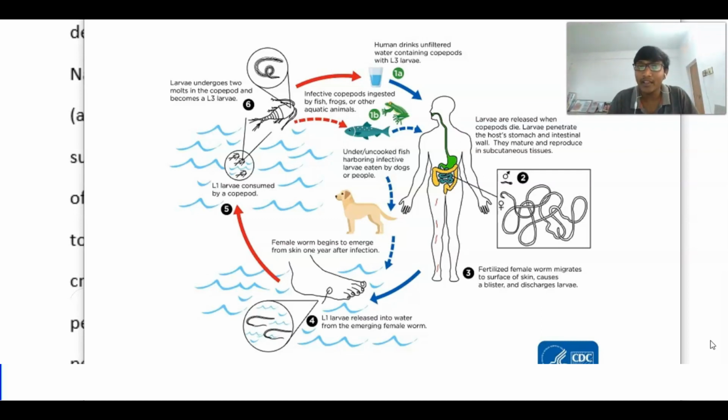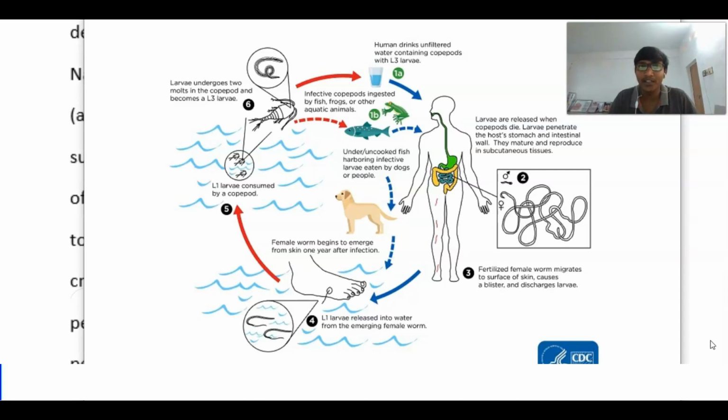A female worm present in the human body is capable of carrying about 30 million larvae. So whenever the foot is again exposed to the water, it is releasing the larvae into the water, so that the larvae are again contaminating the water. And whenever a healthy human drinks the contaminated water, he is again ingesting the larvae into his body.